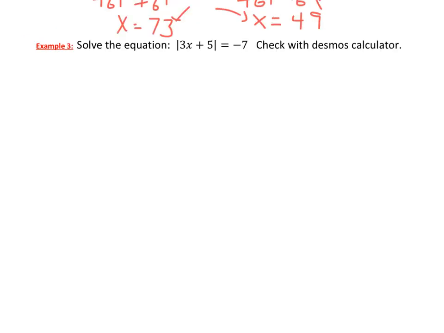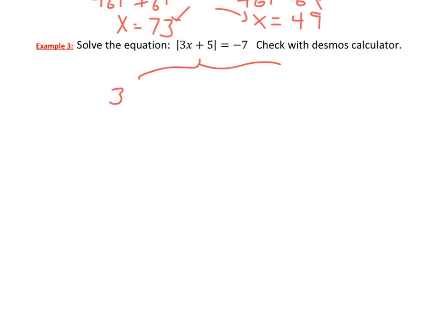Now this last one, if we look at the last example on this page here, we're supposed to solve this equation, the absolute value of 3x plus 5, close the bars, equal to negative 7. We're told to check it with the Desmos calculator. So what's going to happen when we try to solve this is, we could easily just break it apart if we don't stop and think.